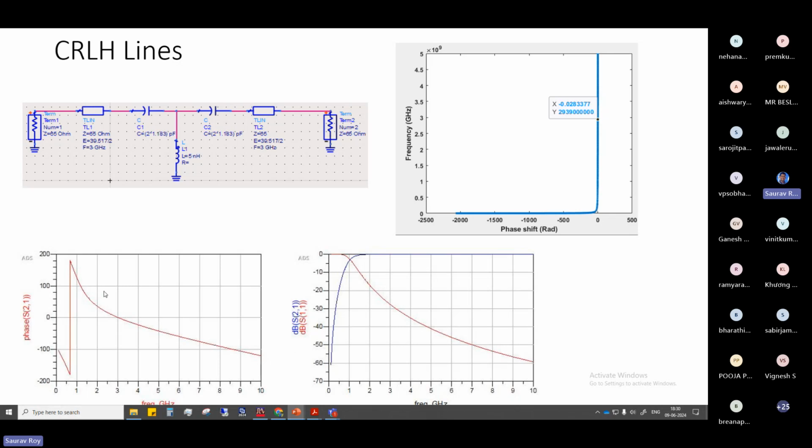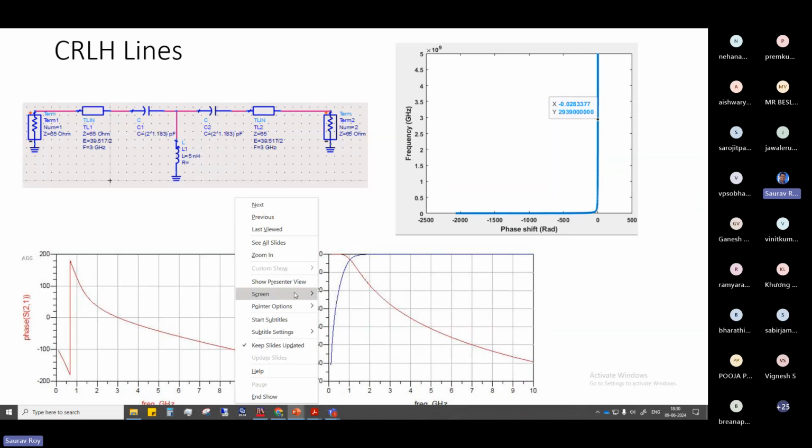Here, if you notice, the S21, S11 plot is as normal as it is. But the interesting part is the left plot, the beta versus frequency plot. Phase of S21 actually gives you beta. So if you see at 3 gigahertz, the phase is 0. That means it is a balanced operation, and that is what we actually designed.